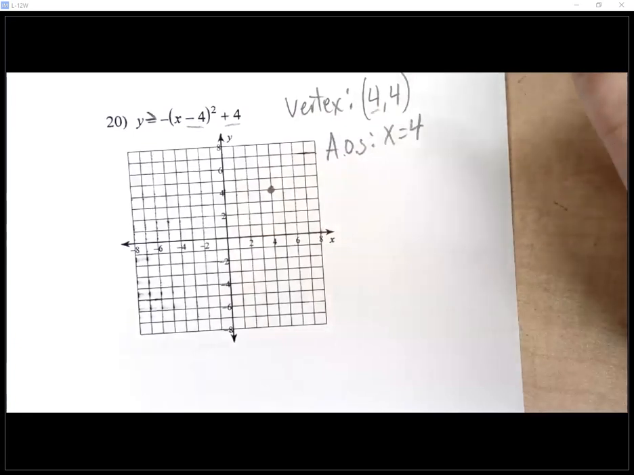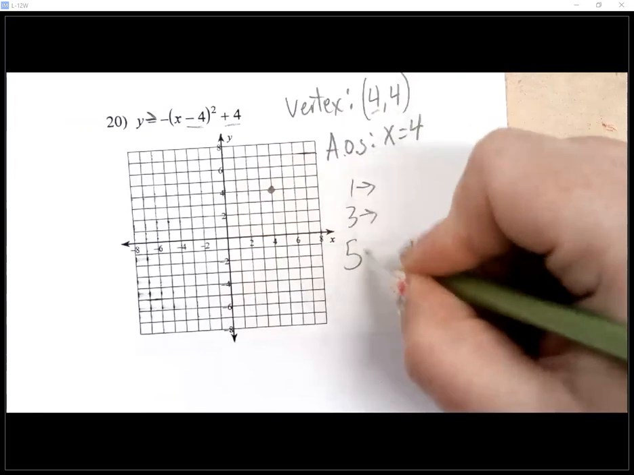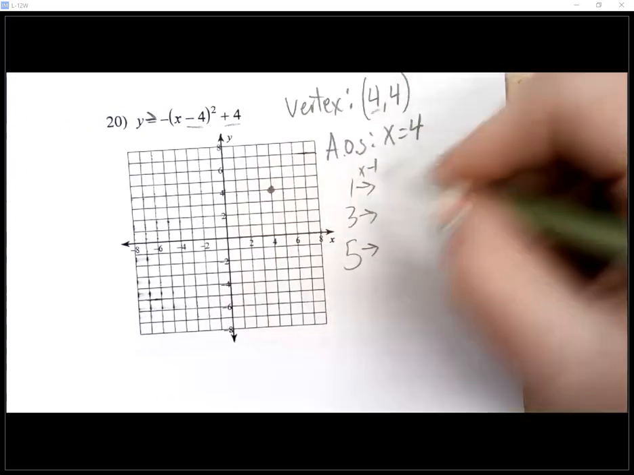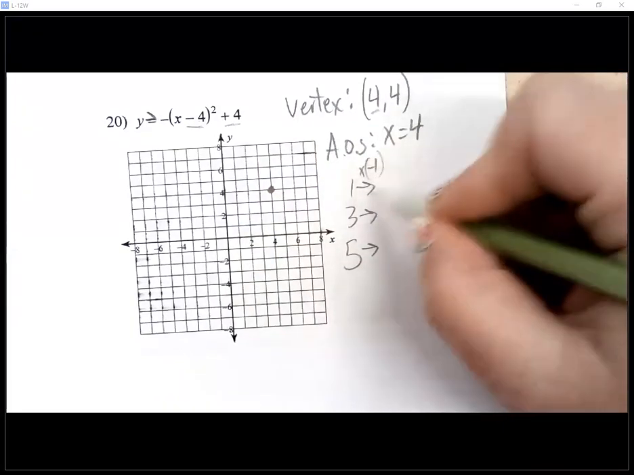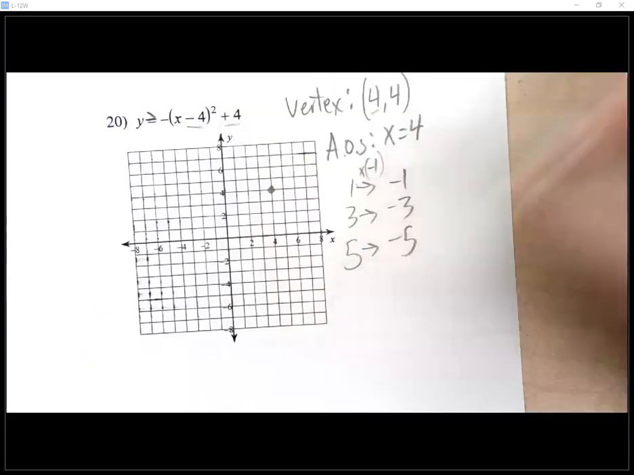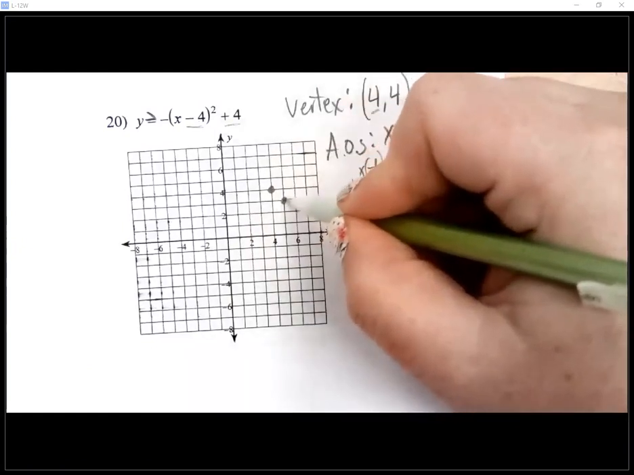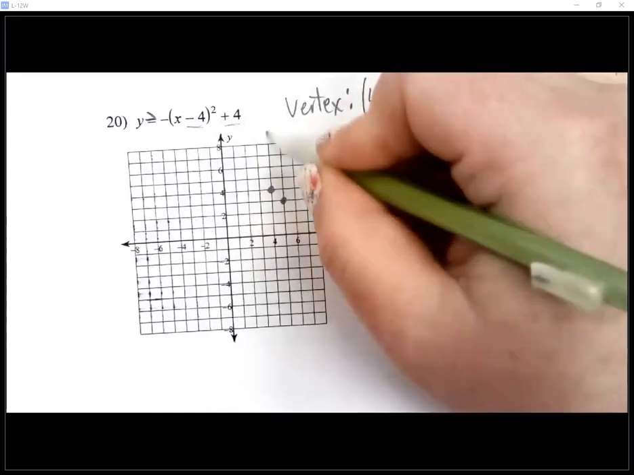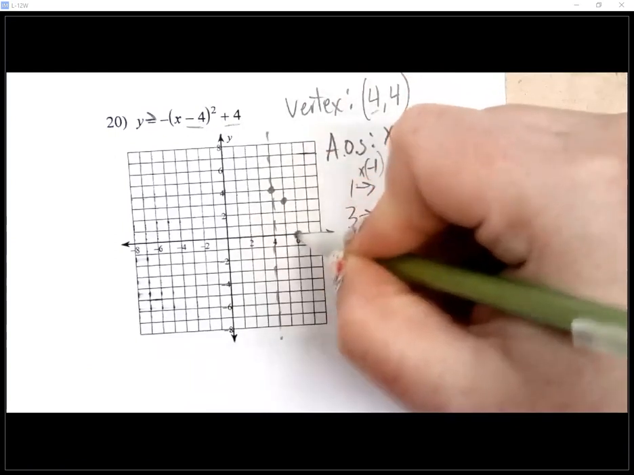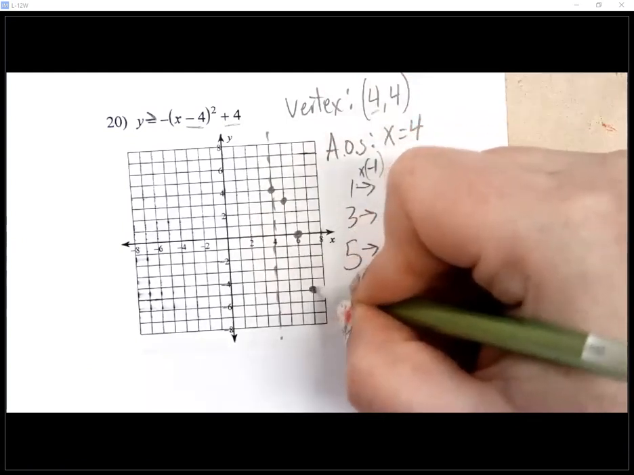A is -1 this time. So I'm going to take my 1, 3, and 5. Whatever A is, it doesn't matter what it is. If it's a half, if it's 10, it doesn't matter. I'm just going to multiply 1, 3, 5 by whatever A is. So I just get -1, -3, -5. From my first dot, I'm going to go down 1 over 1. Then to the next point, I'm going to go down 3, 1, 2, 3 over 1. And I can go down 5, 1, 2, 3, 4, 5 over 1 more, and just mirror all these points over.